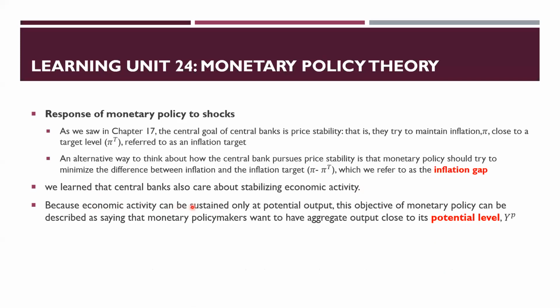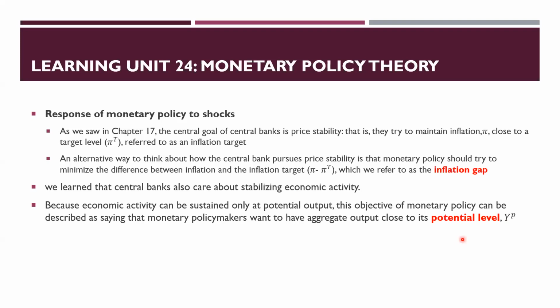Because economic activity can be sustained only at potential output, this objective of monetary policy can be described as saying that monetary policymakers want to have aggregate output close to its potential level, YP. So we have two aspects here: targeted output, or what we term here potential output, to be specific. Because remember, every economy has got a potential level of output that it can reach if everything goes well. However, not all economies would manage to do that.